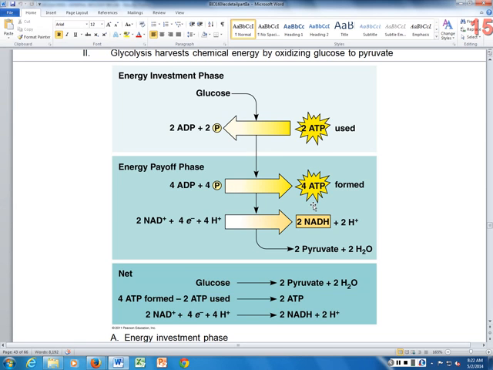Down here, this is your summary of what all these reactions are going to give you. Glucose gives you 2 pyruvate and 2 water. You have a net gain of 2 ATP, and you have 2 NADHs that are formed in the process. And I would highlight this part of the box right now as something you're going to want to know.